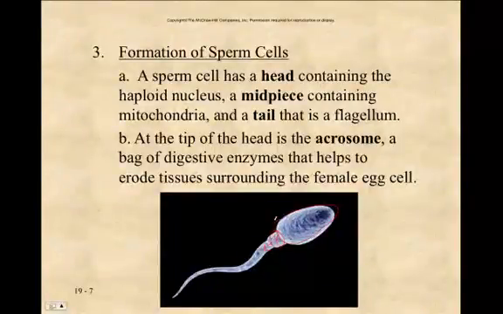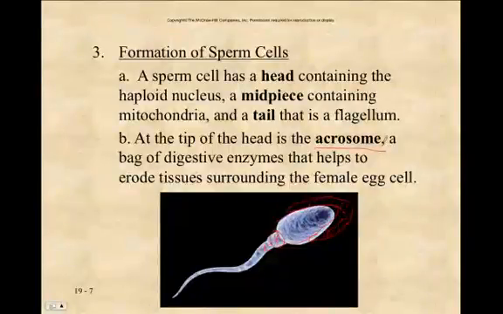And then at the very tip of the head is going to be this structure called the acrosome. It's going to look kind of like this, a little sac-like structure. The acrosome is a bag of digestive enzymes that's going to be needed to help erode the tissue surrounding a female egg at the site of fertilization. So again, the acrosome is just this bag of digestive enzymes.